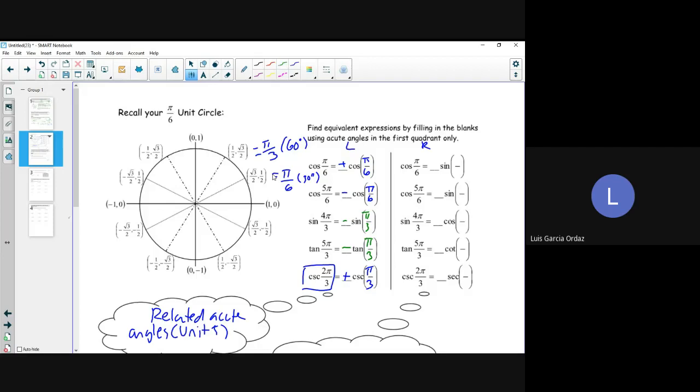So let's take a look at the first example. So cos of pi over 6, okay? What is cos of pi over 6? What value does it give us? Root 3 over 2. Remember your cos is your x value and your sine is your y value. So what ratio does cos of pi over 6 give us?